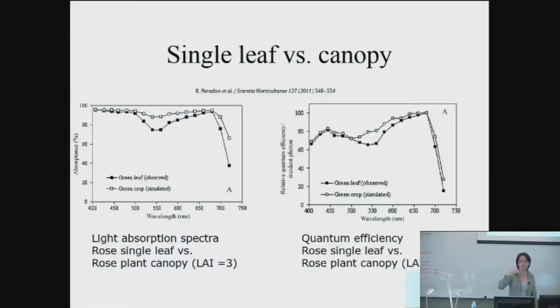Okay, so when it comes to the canopy level, the difference in light quality in terms of photosynthetic efficiency is very, very small. At the leaf level, it's very significant, right? You see a clear dip, but at the canopy level, you don't see much dip. Of course, there would be in-between situations.